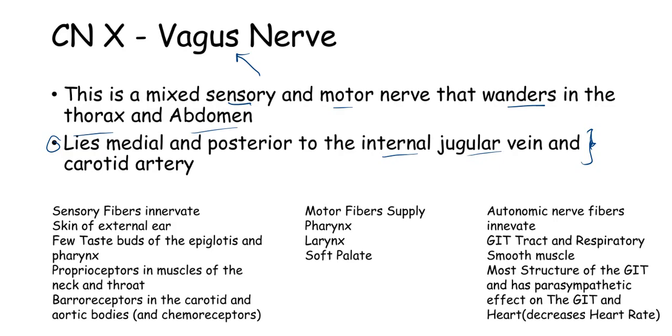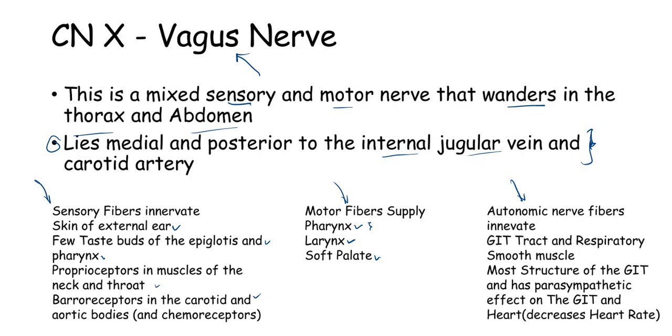And then these are the extra fibers that it innervates, because the vagus nerve is a wide nerve, so it's going to have sensory, motor and autonomic fibers innervating different areas, like the skin of the external ear, a few taste buds of the glottis and the pharynx, the proprioceptors of the muscles of the neck and throat, and the baroreceptors as well. The motor fibers are going to be innervating the pharynx, for the swallowing muscles, the larynx, that is for speech, and then the soft palate, that is just above and posterior to the hard palate.